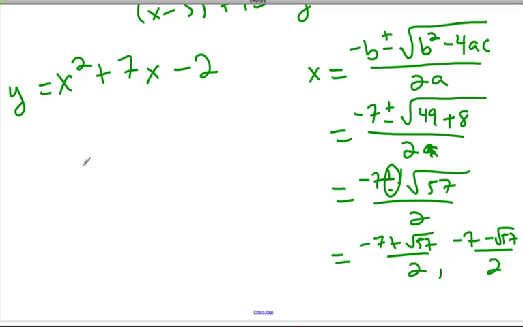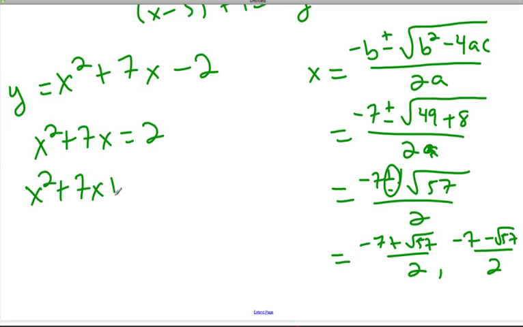I'm going to show you how to do this in the completing the square method. Now what we're going to do is we're going to move x squared plus 7x equals 2. In other words, I just moved the 2 over and I flipped them around, so it makes it a little bit easier to read. Now what we're going to do is we're going to take half of 7, so half of 7 is 3.5, and square it. 3.5 squared is 12.25. So x squared plus 7x plus 12.25 equals, well, 12.25 plus 2 is 14.25.